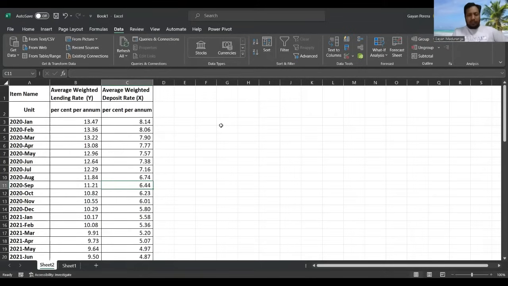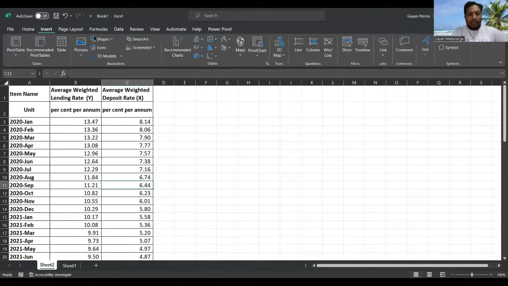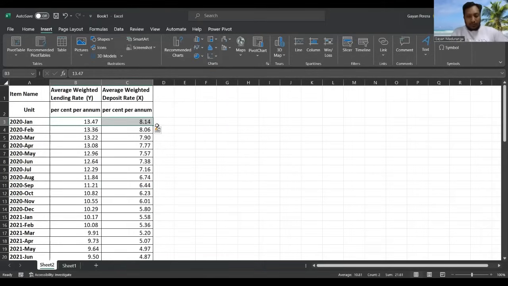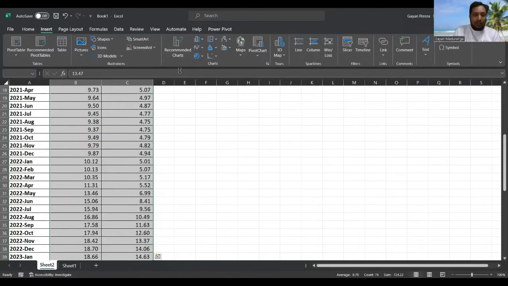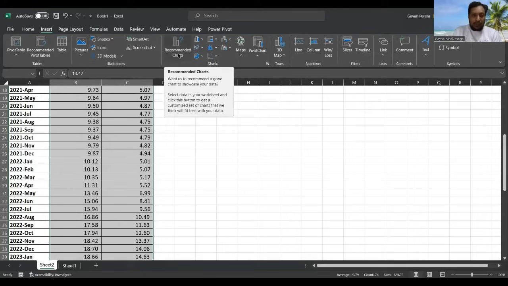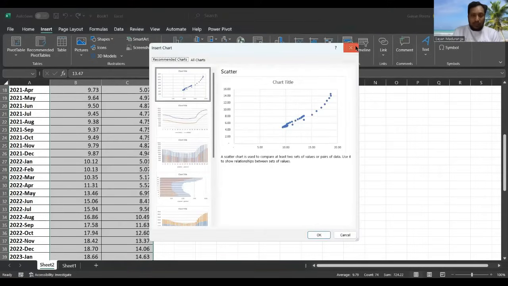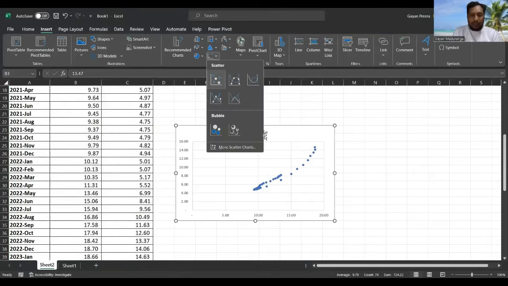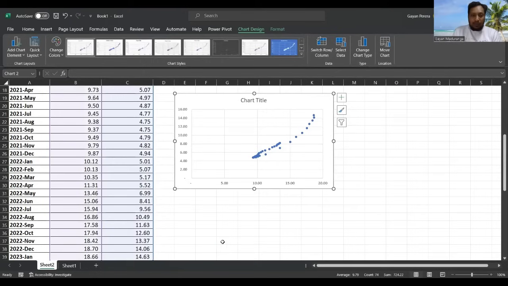Now let's see how to run the regression. Before running the regression, it's prudent to obtain a scatter plot and see how the data is distributed. Let's select the data first and then go to Insert. If you want, you can go directly to the recommended charts, and they will show you a lot of charts. Or you can go directly to the scatter plot and select this. So this is the scatter plot.